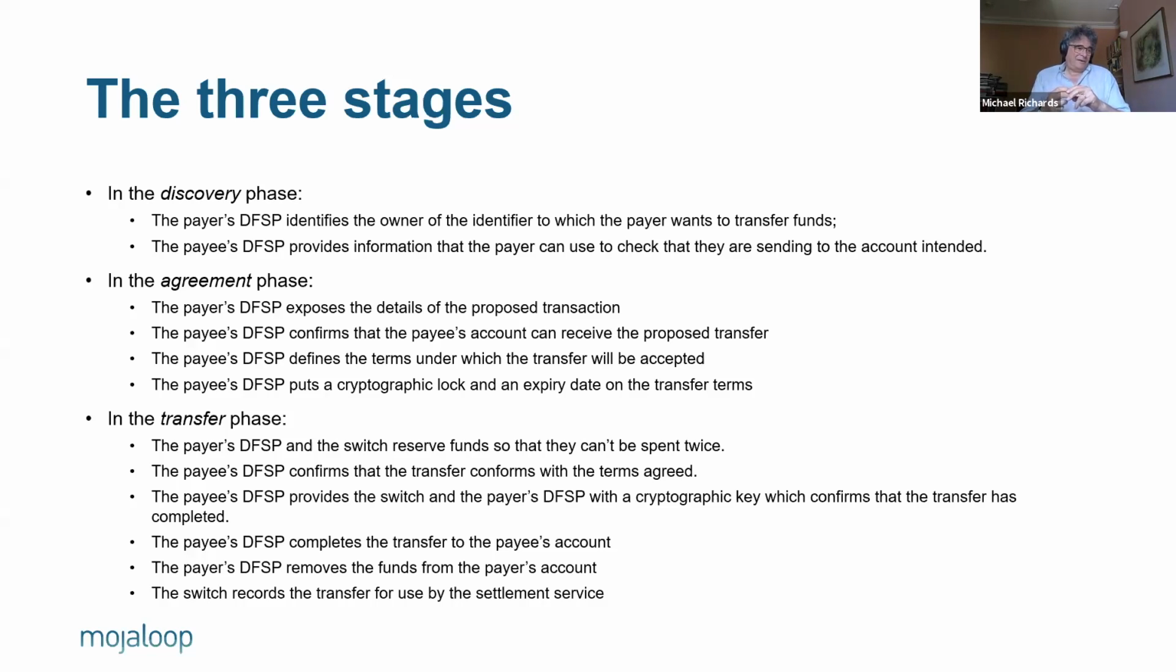In the agreement phase, the payer says how much money they want to send. The payee confirms that the account can receive the proposed transfer, which may not just be a matter of the account being open. For instance, there may be limits on the amount that can be transferred in a single transfer, or there may also be limits in the number of transfers or the amount of transfers over the course of a week or a month. If that is okay, the payee DFSP defines the terms under which the transfer will be accepted.